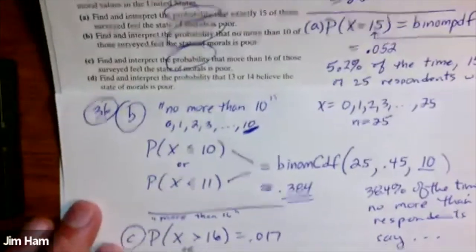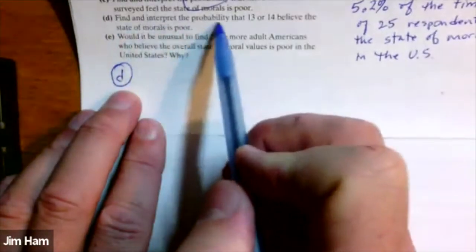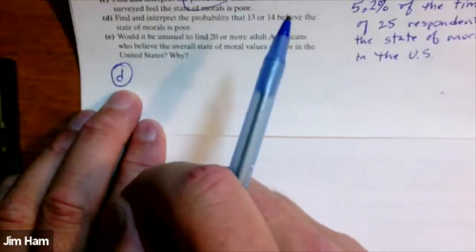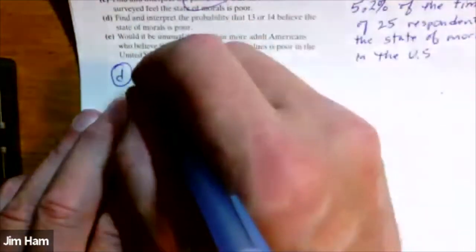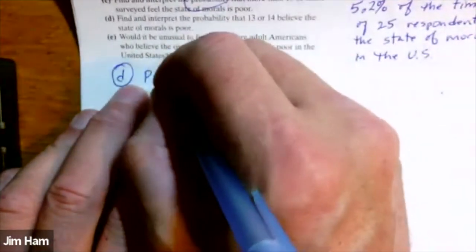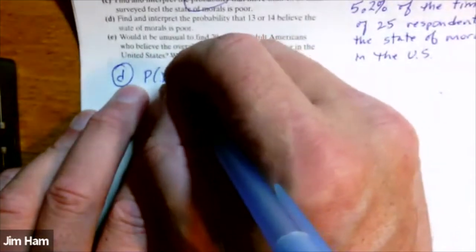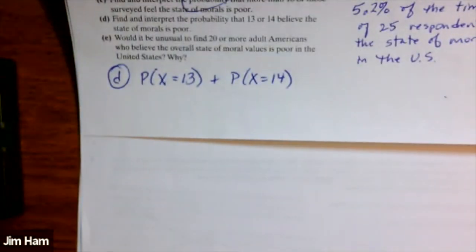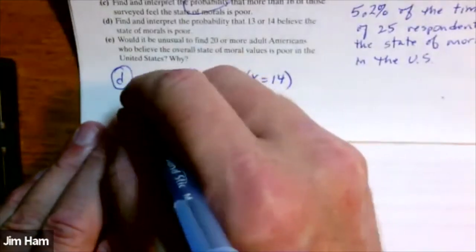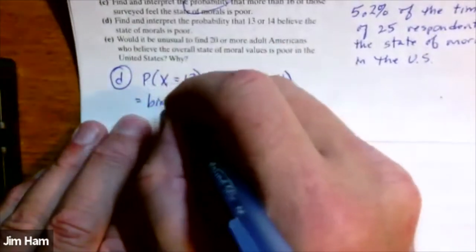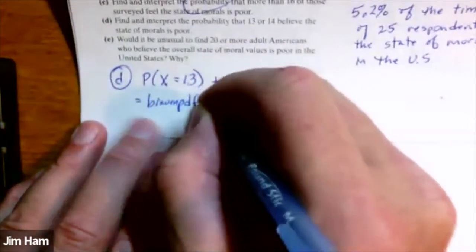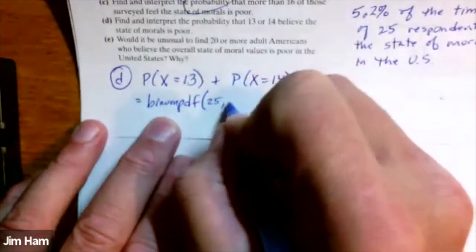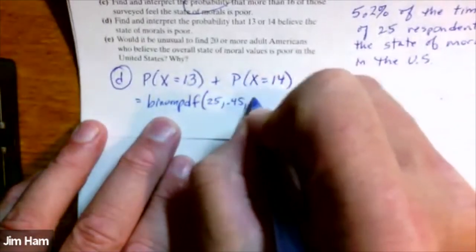In a problem like D, it says find and interpret the probability that 13 or 14. Okay, for this one, I think probably what I would do is just do this, 13, and just calculate those two individual probabilities and then add them together. This one would be binomial. Again, it's at a specific value, so I'm going to use PDF. Same N, same P, okay, and then 13.